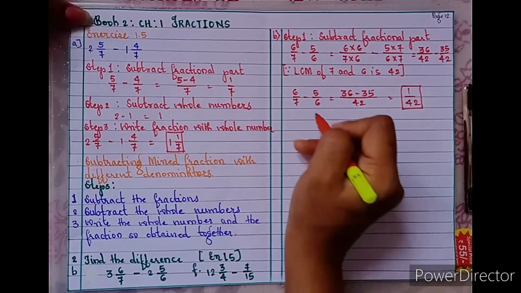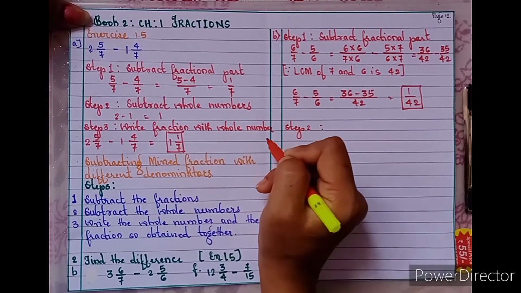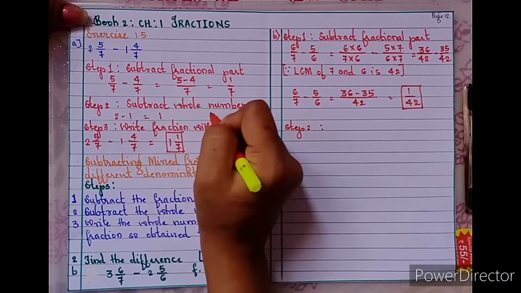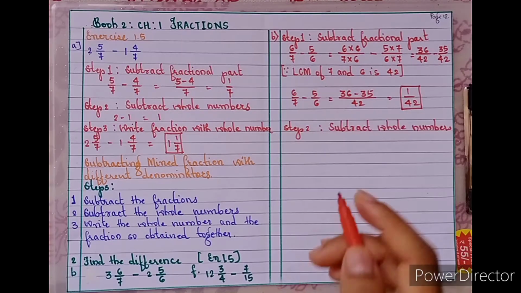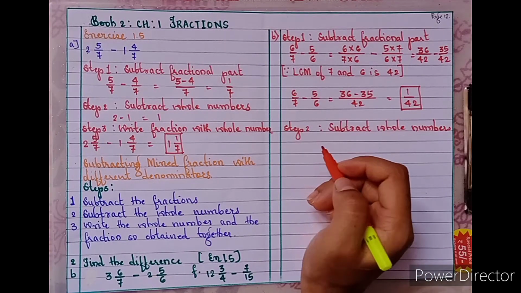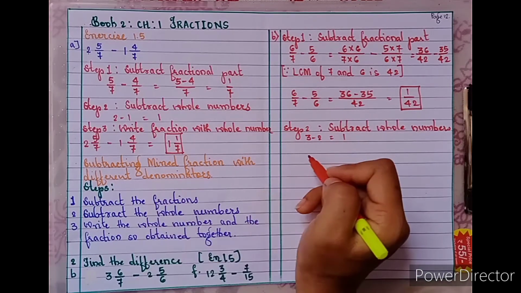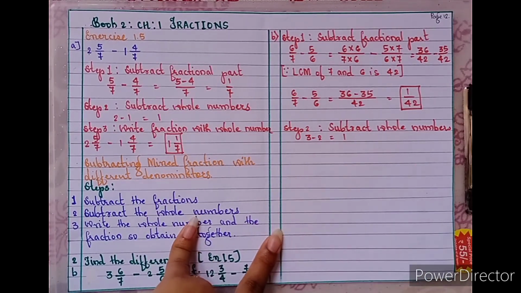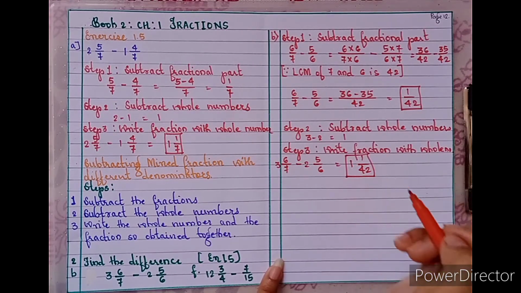Now let's carry out step 2: subtract whole numbers. Therefore 3 minus 2, 3 minus 2 equals 1. So let's write step 3: Write fraction with whole number. Therefore when we write them together, 1 and 1 by 42 will be the expected answer.